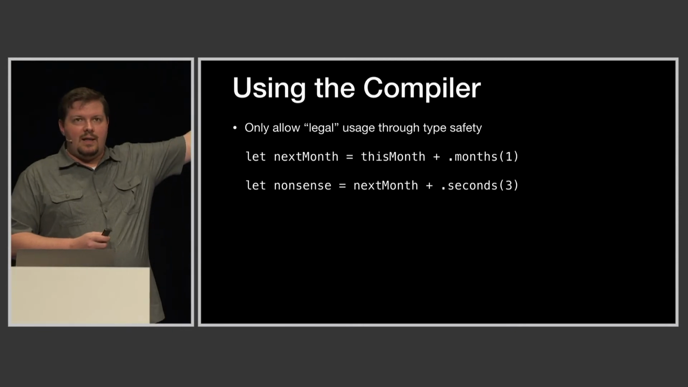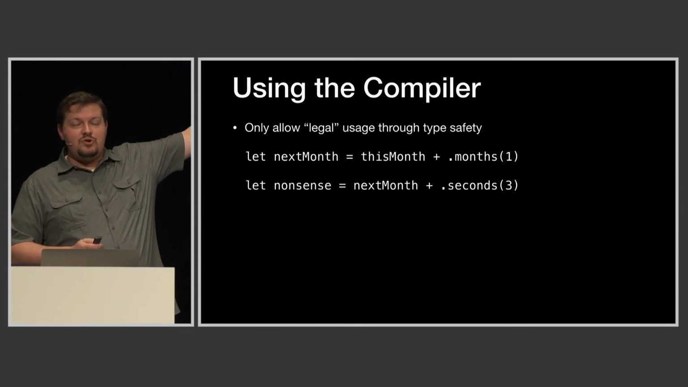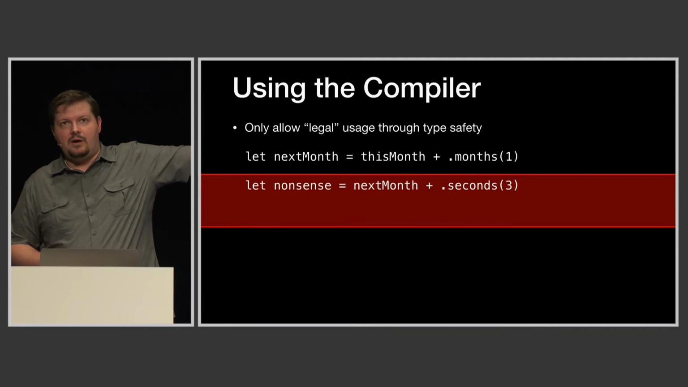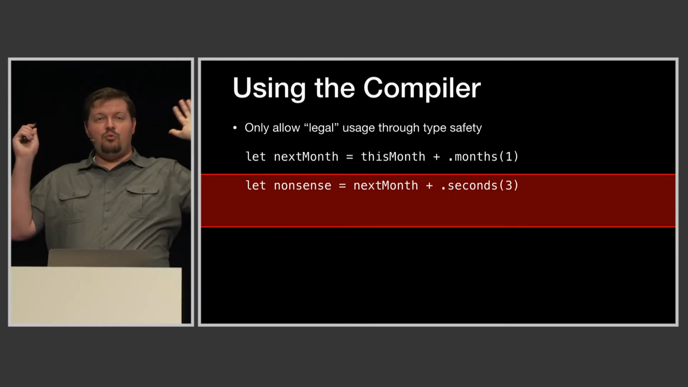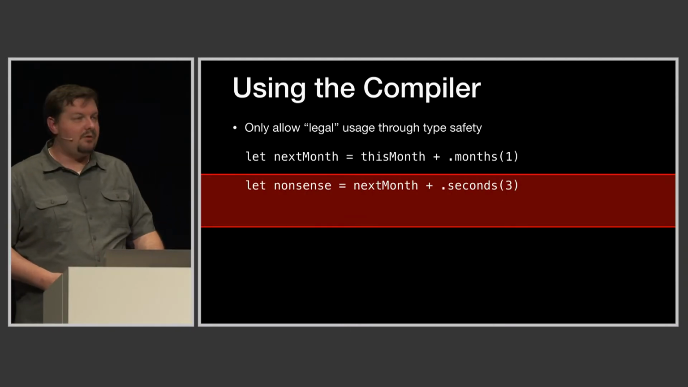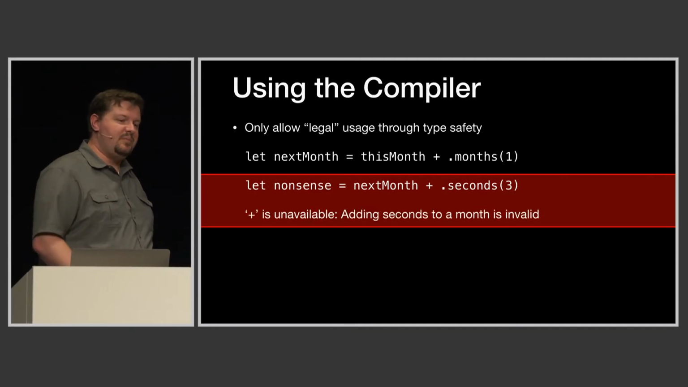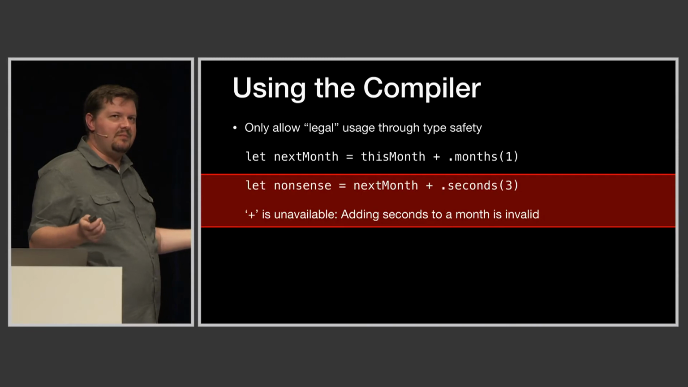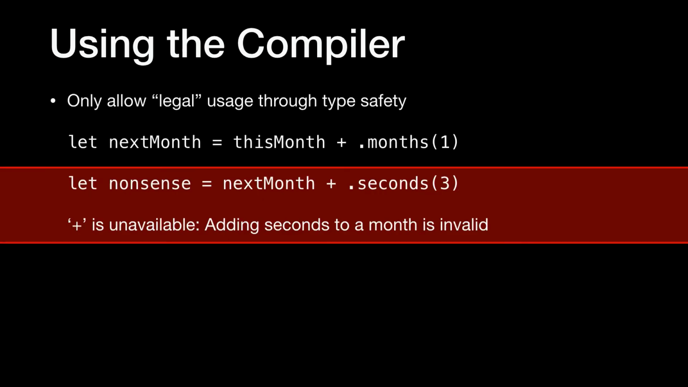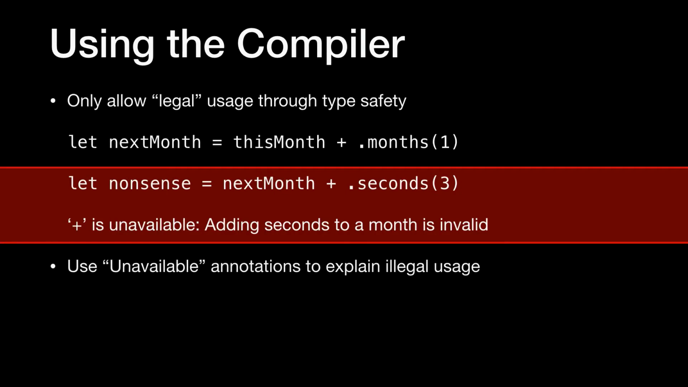We don't want to allow this. What we want is, if we try to do this, to get a compiler error. And it would be really cool if we could even get a message teaching us that you're not supposed to add seconds to a month because that just doesn't make sense. What are you doing? We can do this, and it's actually not that hard. We do it by using unavailable annotations.